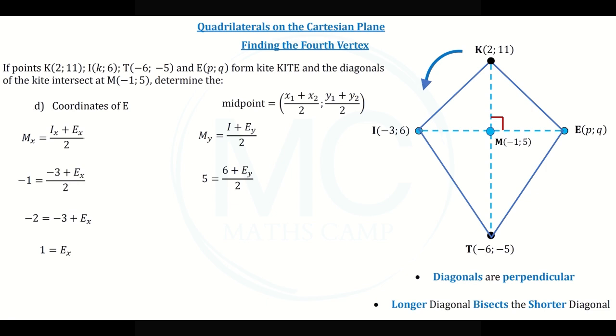Now we can multiply both sides by 2, and we get 10 is equal to 6 plus ey. Now we can subtract 6 from both sides, and we see that 4 is equal to ey. This shows us that E has an x-coordinate of 1 and a y-coordinate of 4. We can write our final answer down here.